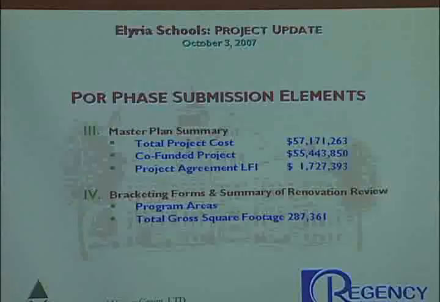Okay. Under Section 4, this is the bracketing forms and the summary of the renovation review. Basically, this is the POR that Architectural Vision Group reviewed with you in detail at the last board meeting. And so they went over all the program areas and basically all the square footages associated with those areas and how we get to the total gross square footage for this project, which is the 287,361.